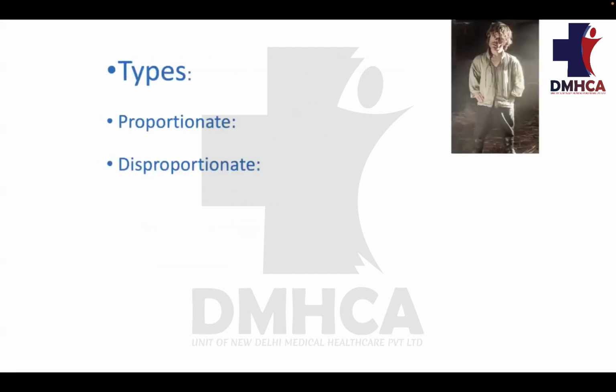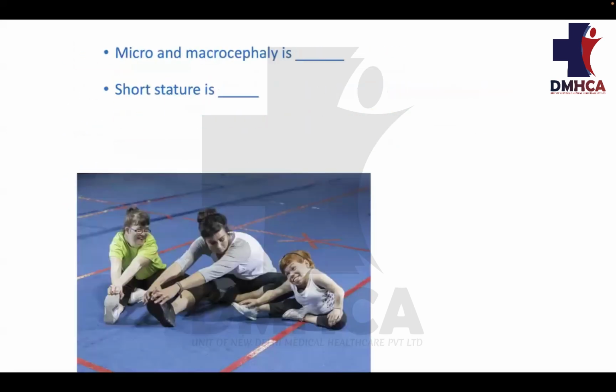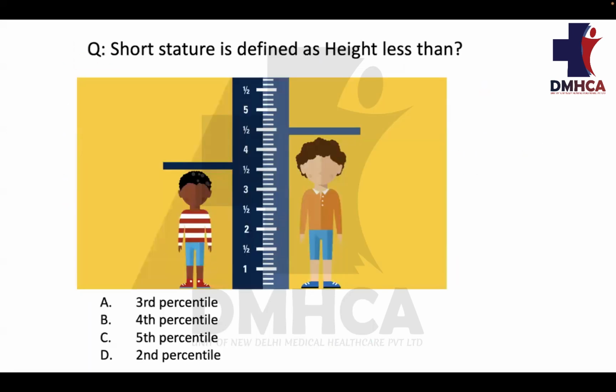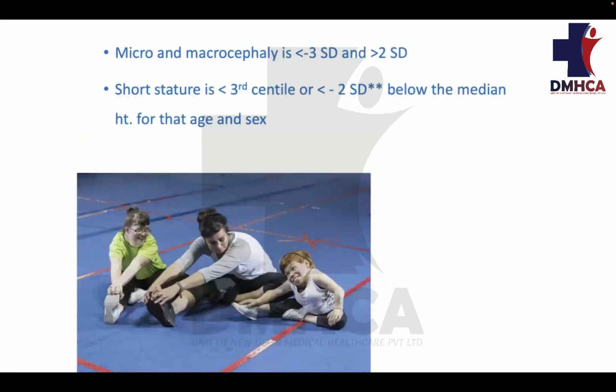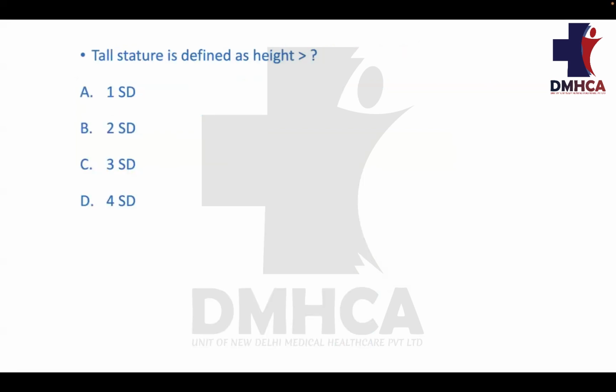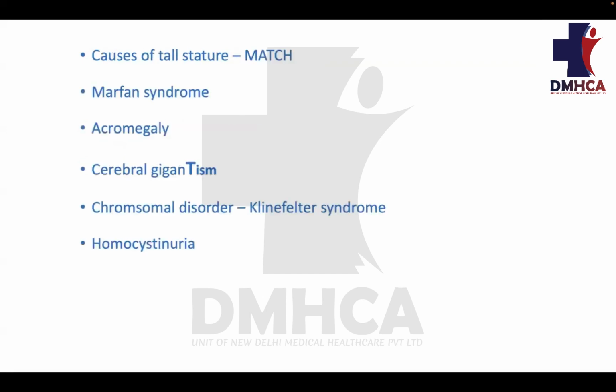So let's have a very quick revision of what we have spoken. In this class, we got an idea that short stature is defined as height less than third percentile or less than -2 standard deviation. Tall stature will be height more than 2 standard deviation. For that, the mnemonic was MATCH: Marfan syndrome, acromegaly, cerebral gigantism, T for chromosomal problem like Klinefelter, and H for homocystinuria.